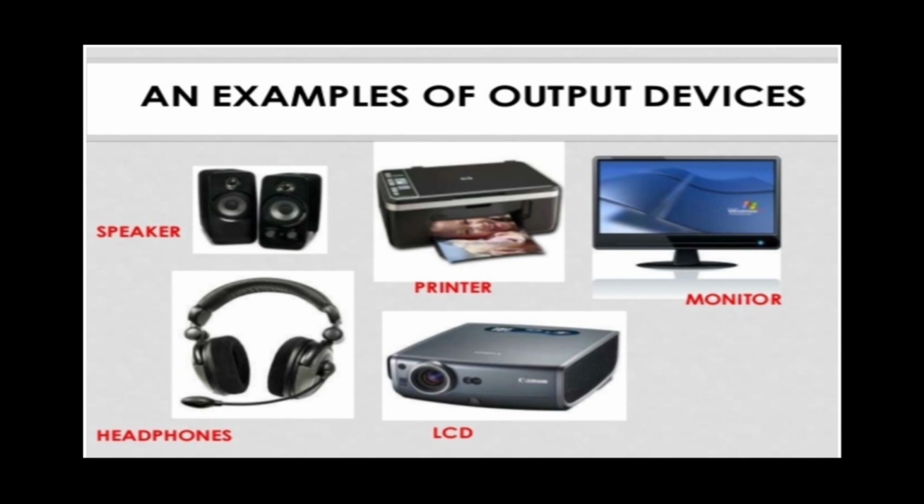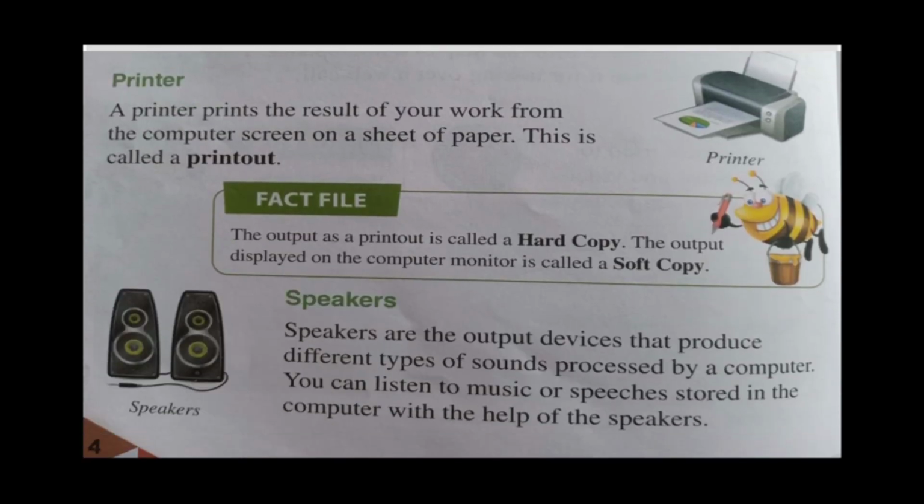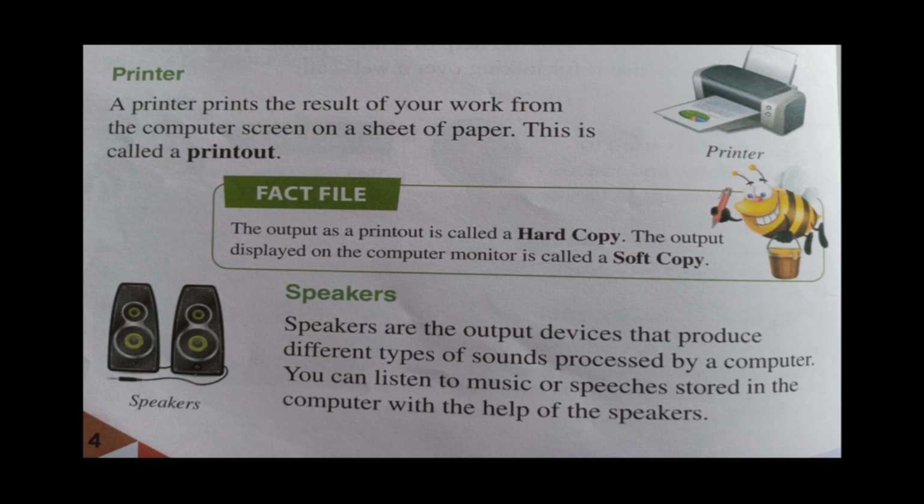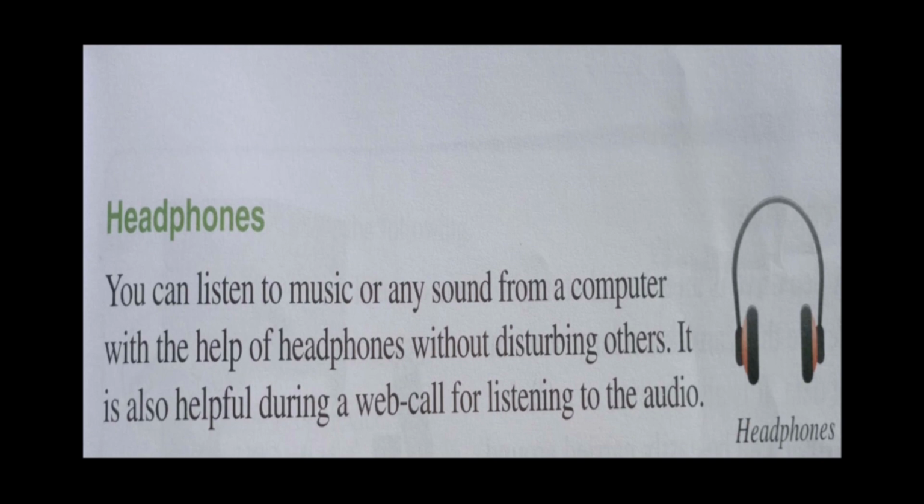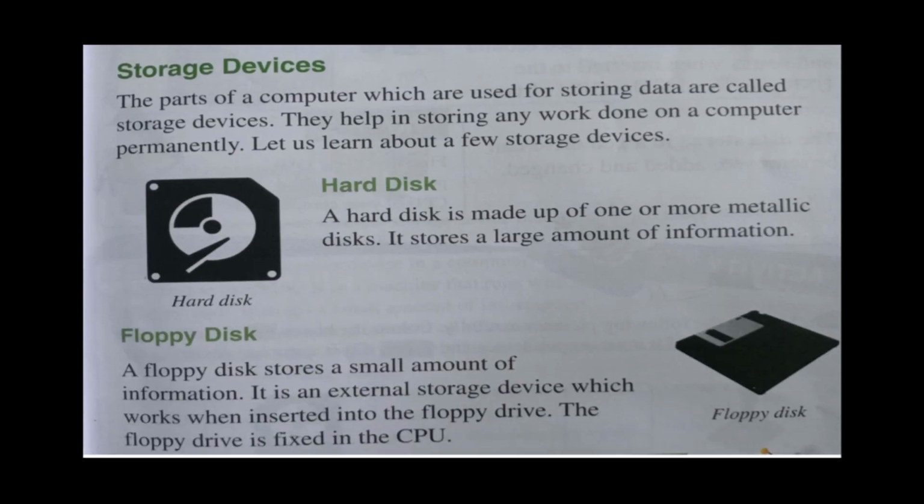Then LCD, this means projector. Projector is one kind of output device. We have already seen the printer. Printer prints the result of your work from the computer screen on a sheet of paper. Speaker, headphone. Now the storage device.